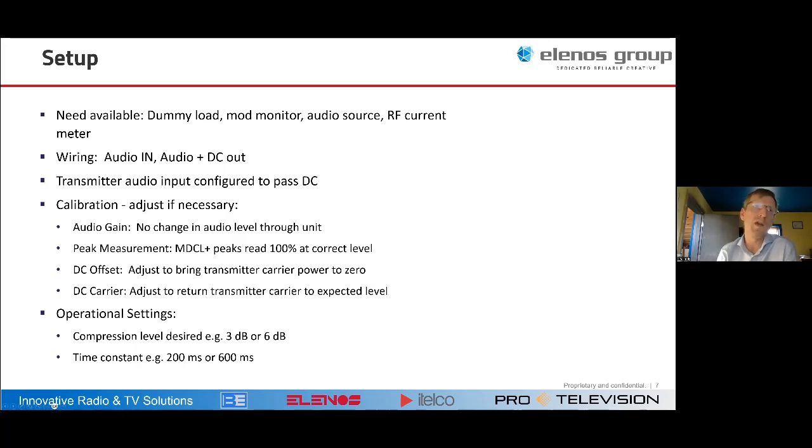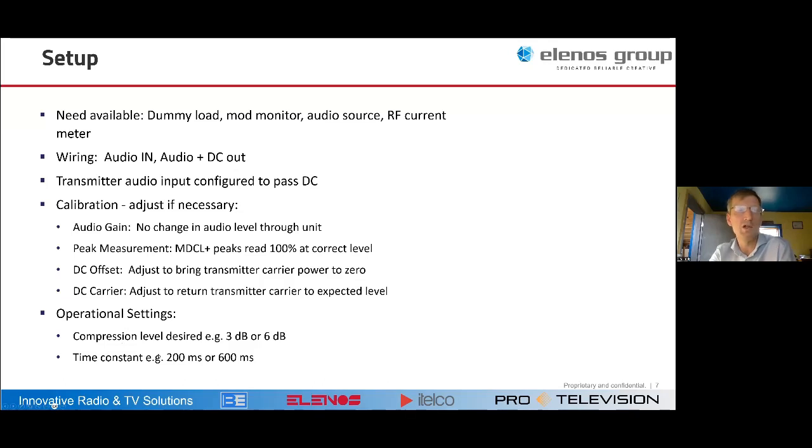There's essentially a fixed level, and we call it DC offset. Basically, that's a level that's going to bring your internal carrier power to 0. And then there's a DC carrier level. These are normally equal to each other. It's just one of them is going to vary, and the other is a fixed level. So once you've set up those 4 things, then the unit should be ready to run.